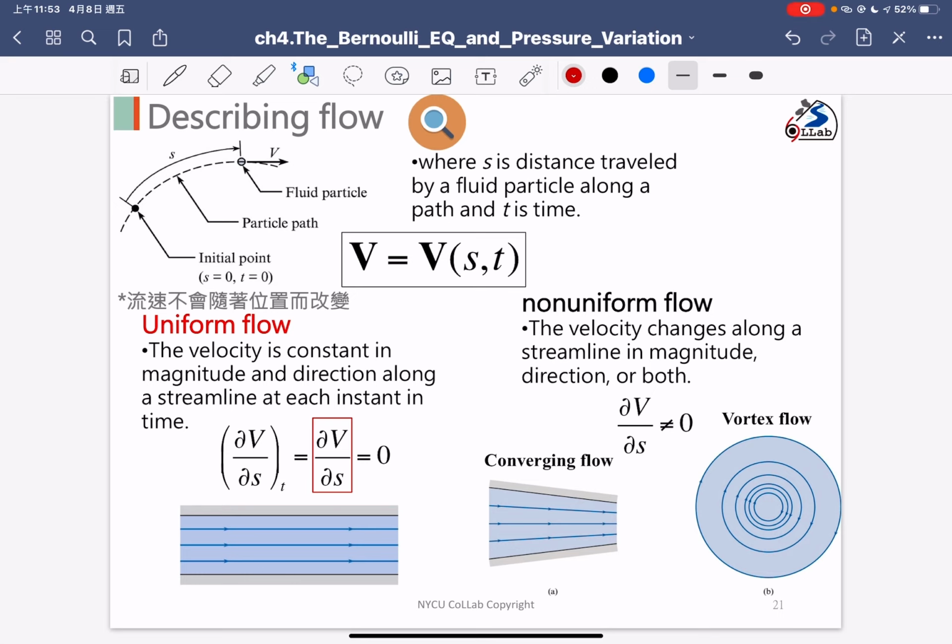Okay, so you can see the flow, the straight lines always horizontal. That indicates that if I have a profile here, along this profile all of the points have the same velocity magnitude and the same directions. But if not, you can see some examples: the convergence flow is not uniform flow, or the vortex flow, which indicates rotational flow, is also not uniform flow.